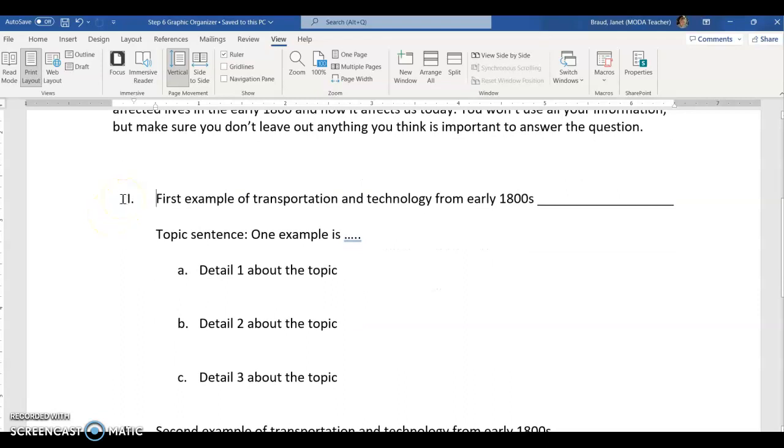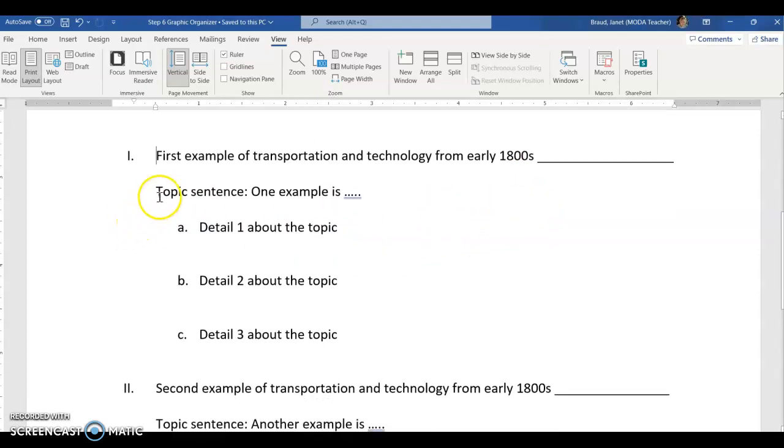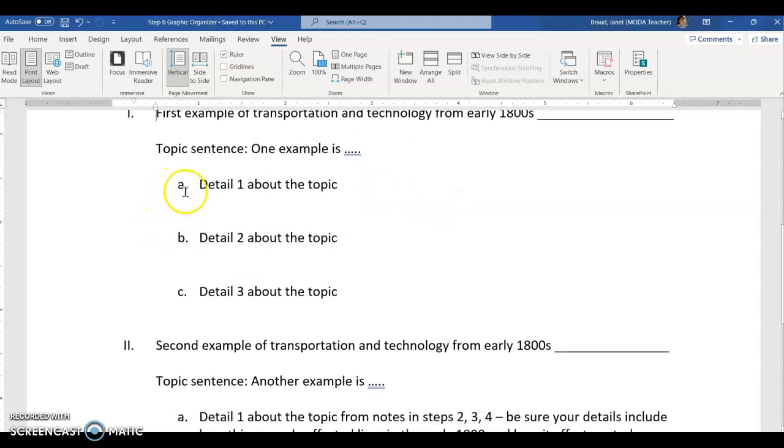So your first point or your first topic is going to be your first example of transportation and technology from the early 1800s, and you can fill it in on the blank. Your topic sentence is one example is, you explain that example, and then what are your details about this topic? What is it that you've learned from it about how it affected their lives back then, how it affects us today? And so you need 3 details for that.